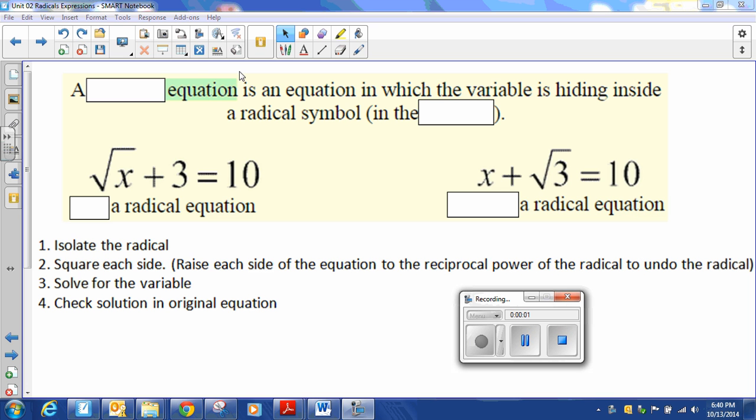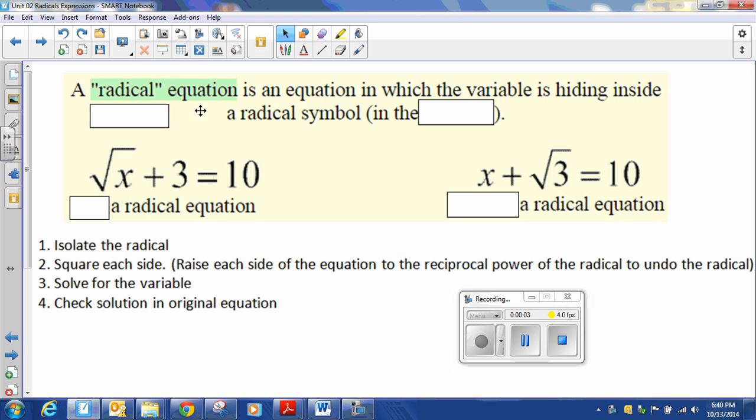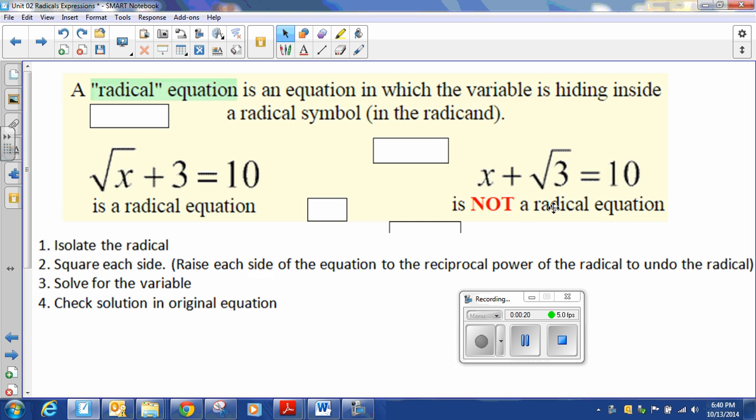In this lesson, we will solve radical equations. A radical equation is an equation in which the variable is hiding inside a radical symbol in the radicand. For example, this is a radical equation, radical x plus 3 equals 10, but x plus radical 3 equals 10 is not a radical equation because the variable is not in the radicand for this equation, but it is for this one.